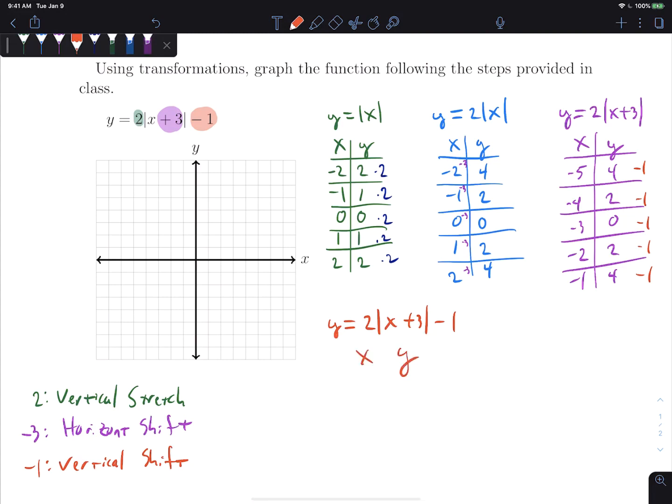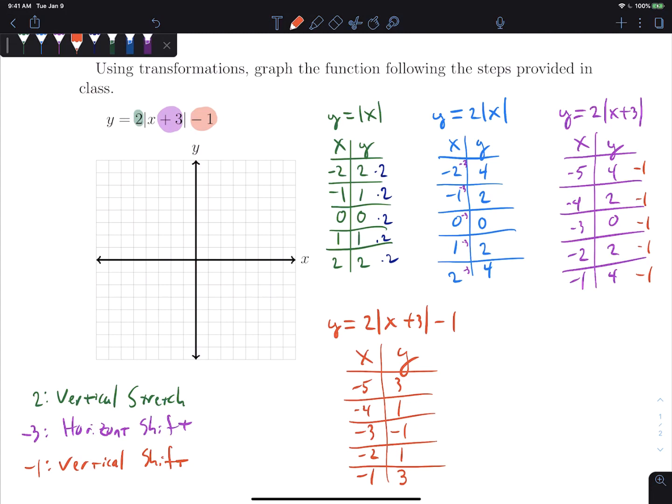So really what we're doing is we're starting out with the parent function and we are building up to the actual function itself. Again, if the y values change, that means that the x values will stay the same. 4 minus 1 is 3. 2 minus 1 is 1, 2 minus 1 is 1. 0 minus 1 is negative 1. 2 minus 1 is 1. And 4 minus 1 is 3.